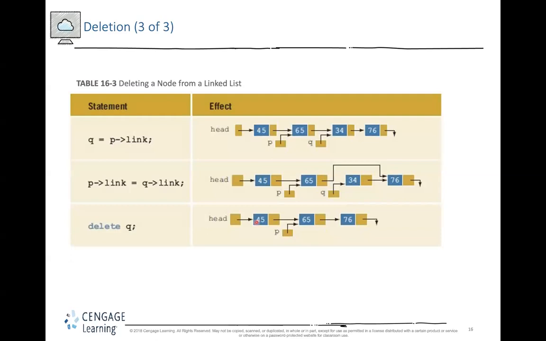And this is what it might look like in summary. We're going to have a new pointer Q that's pointed to that node we're going to delete, and then modify the structure of the list. Then we deallocate Q, so that 34 is gone.